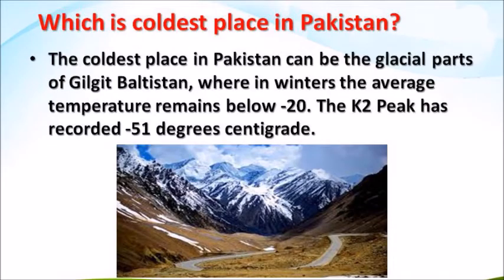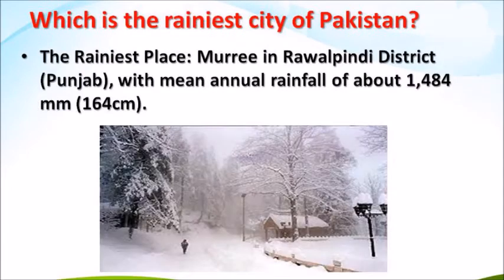Do you know, students, which is the coldest place in Pakistan? The coldest place in Pakistan can be the glacial parts of Gilgit-Baltistan, where in winters the average temperature remains below -20. The K2 peak has recorded -51 degrees centigrade. Which is the rainiest city of Pakistan? The rainiest place is Murree in Rawalpindi district, with a mean annual rainfall of about 1,484 mm, which means 164 centimeters.